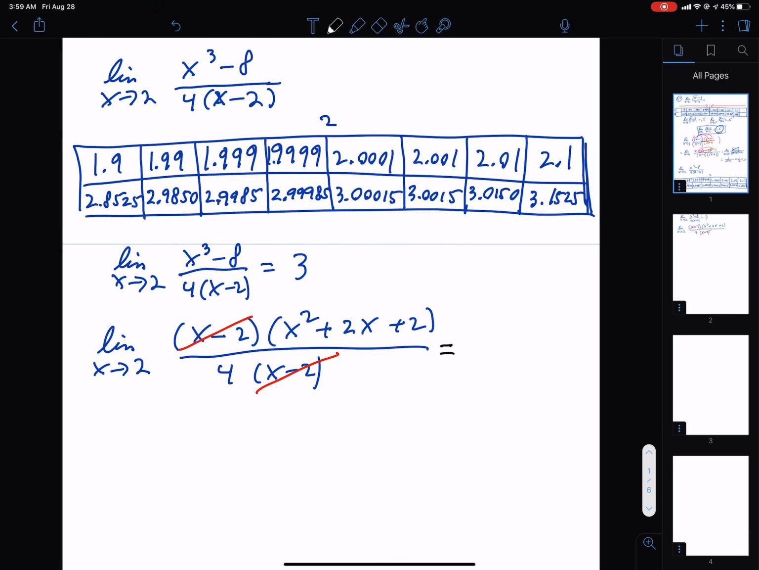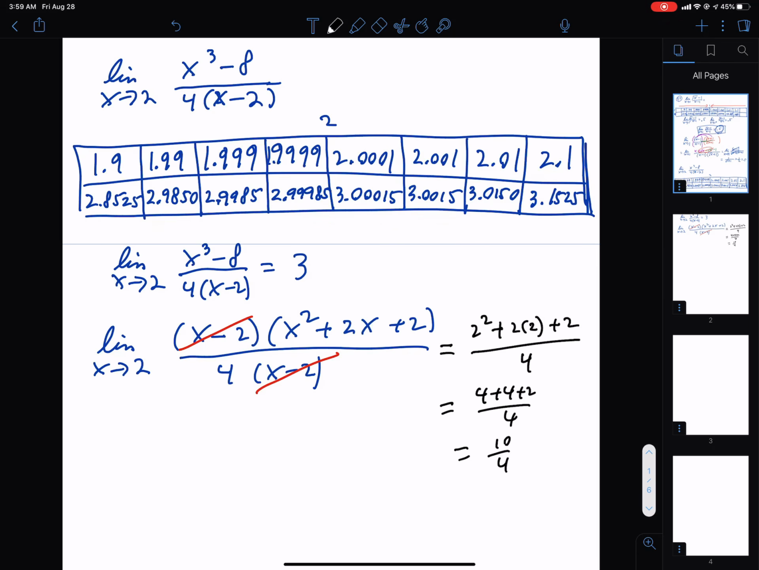And now we plug in 2 squared using the shortcut. It's actually a theorem, the limit of a polynomial. And on top we get 4 plus 4 plus 2 over 4. Uh-oh, did I mess up somewhere? I'm so sad. It's supposed to come out to be 3, right? Let me see where my factoring went wrong or what I did wrong.